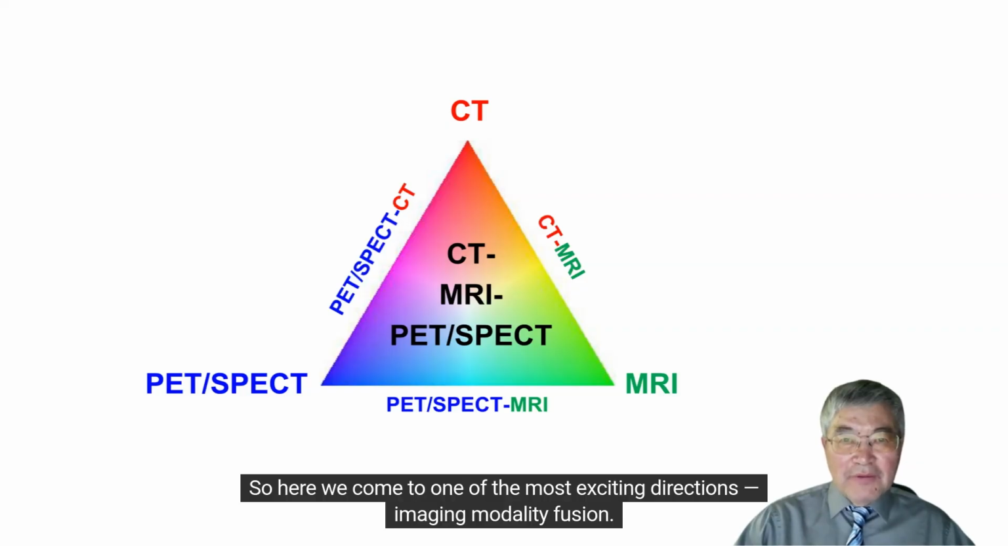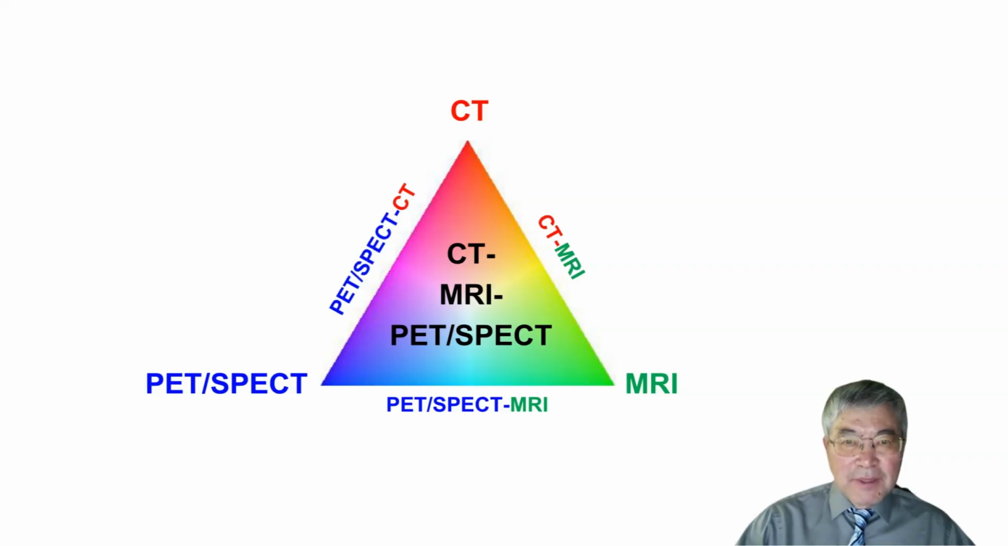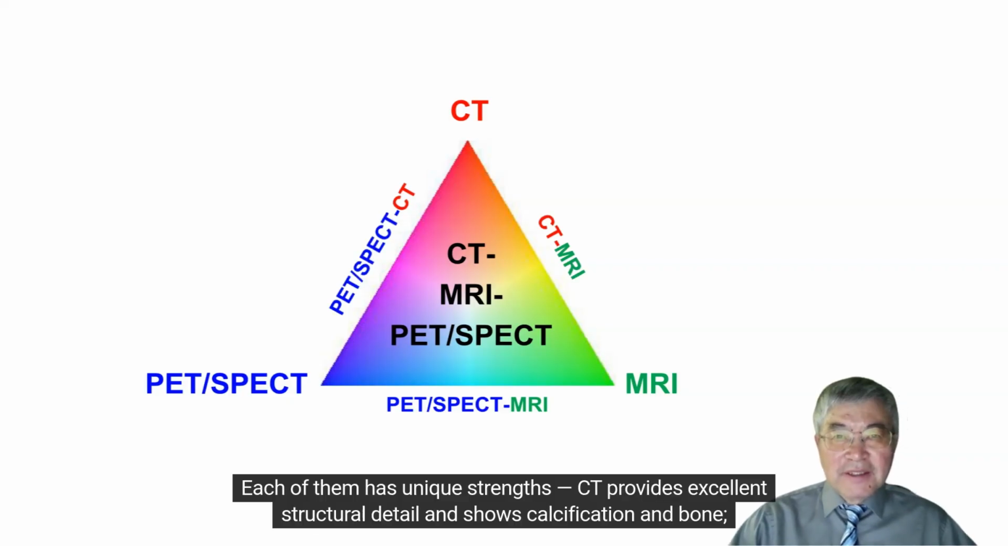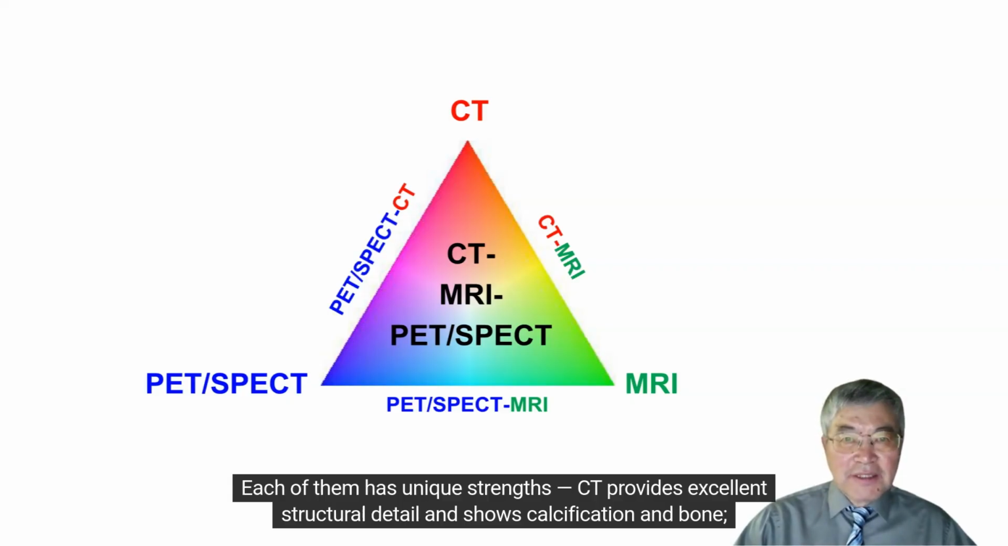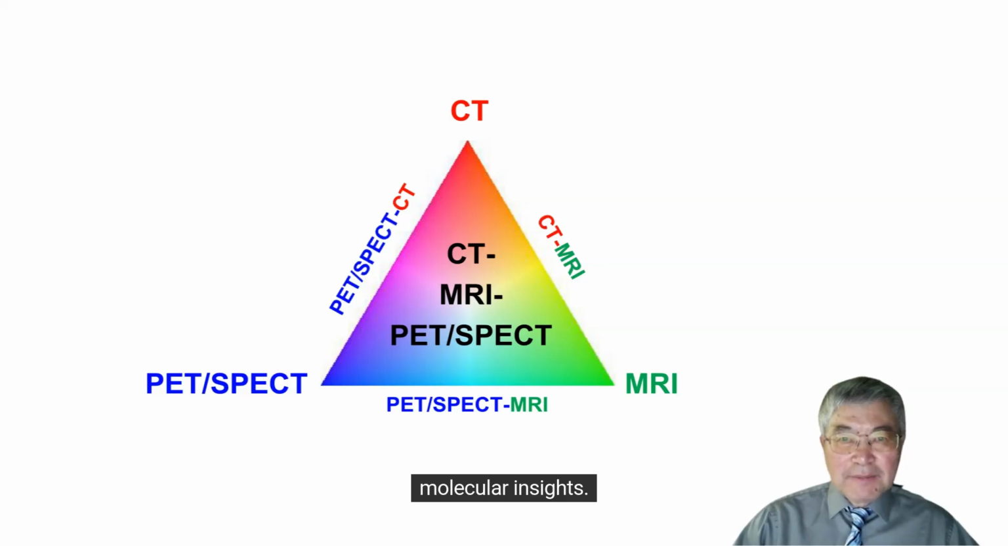So here we come to one of the most exciting directions: imaging modality fusion. In this triangle, you see the three major imaging technologies: CT, MRI, and PET, or SPECT. Each of them has unique strengths. CT provides excellent structural detail and shows calcification and bone. MRI gives superb soft tissue contrast and functional information, and PET, or SPECT, provides metabolic and molecular insights.